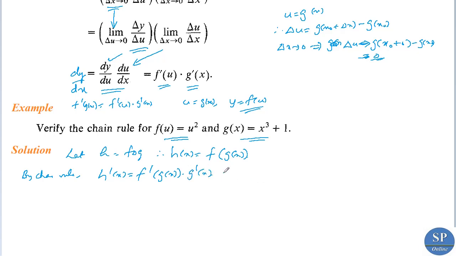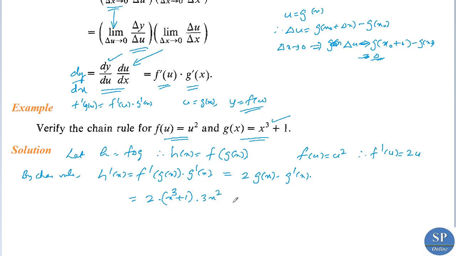We have f of u equal to u square. Therefore f dash of u equal to 2u. Therefore f dash of g of x is equal to 2 into g of x into g dash of x. So this is equal to 2 into x cube plus 1 into g dash of x, and g of x is x cube plus 1, so g dash of x is 3x square. So this is equal to 6 into x power 5 plus x square. So this is by chain rule the derivative of f of g.